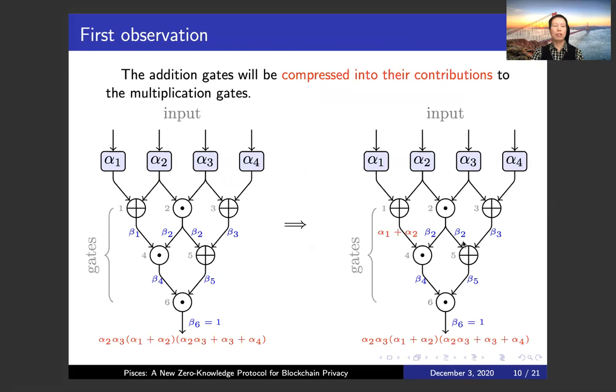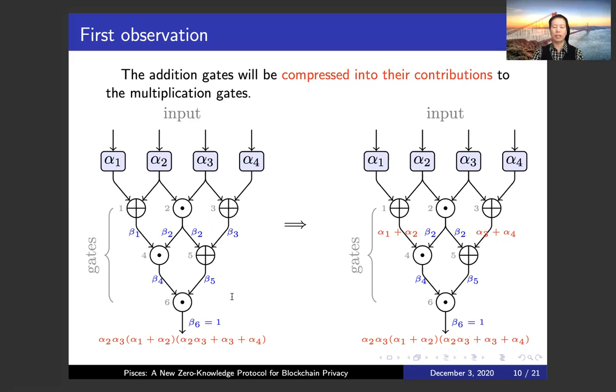So our first observation is we don't need to consider the addition gates. This idea is inspired by the QAP. So if we don't consider the addition gates, how can we deal with them? The idea is we can express the output of an addition gate as a function of the inputs and the outputs of multiply gates. So look at the first gate, it's an addition gate. So we can express beta 1 as alpha 1 plus alpha 2. So we can directly write beta 1 as alpha 1 plus alpha 2. Also, the third gate can be expressed as beta 3 equals alpha 3 plus alpha 4.